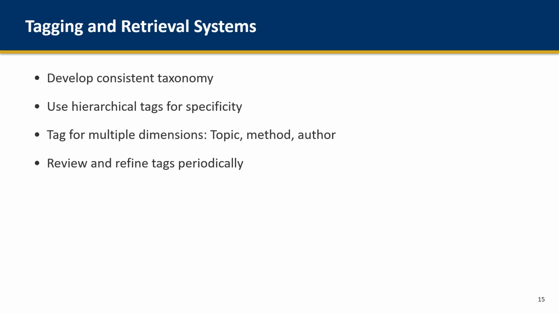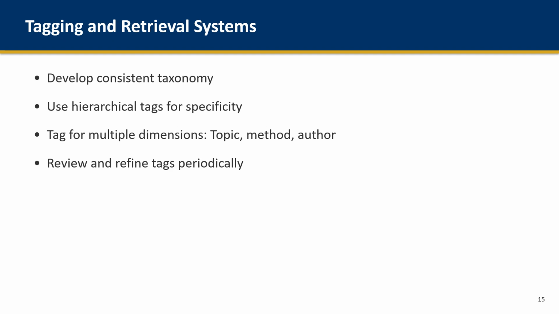Hierarchical tags add specificity without creating endless unique tags. For example, methods/qualitative/interviews lets you retrieve all qualitative sources, all interview-based studies, or just sources using your specific method. Most digital tools support hierarchical tag structures. Tag sources along multiple dimensions to enable flexible retrieval. A single source might be tagged for its topic, its method, its theoretical approach, and whether it supports or challenges a particular position. This multi-dimensional tagging lets you find sources through various paths depending on your current need.